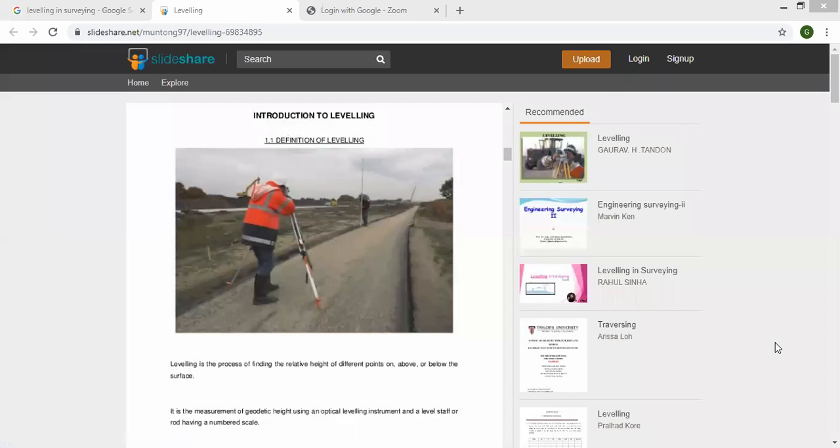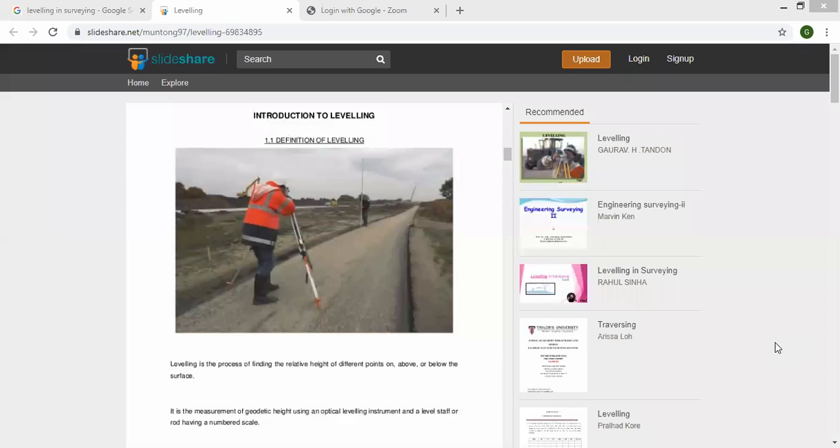So we take the readings using the leveling staff, and we perform leveling to know the levels of the ground for any kind of construction. Those levels shall always be mentioned with respect to some reference. That reference we call a benchmark.